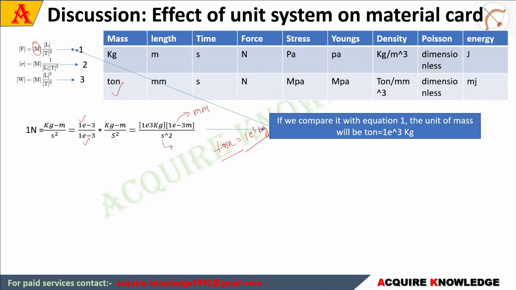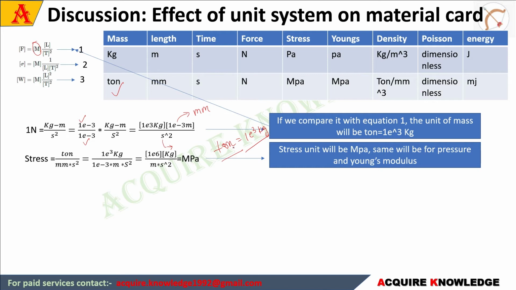Next, let's derive the unit for stress. As we had already decided the mass, length, and time units, we are already aware of the base dimensions. We can write stress is equal to, using this formula, M divided by L T square, that is ton by mm second square. Now reconverting the ton into kg, 1e to the power 3 kg, and mm will be 1e to the power minus 3 meter per second square. So it will become 1e to the power 6 kg divided by meter second square. Now we know that kg per meter per second square is nothing but Pascal, and multiplying it by 1e to the power 6 will give us the unit of MPa for the stress.